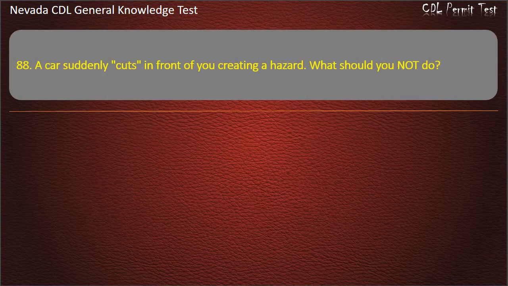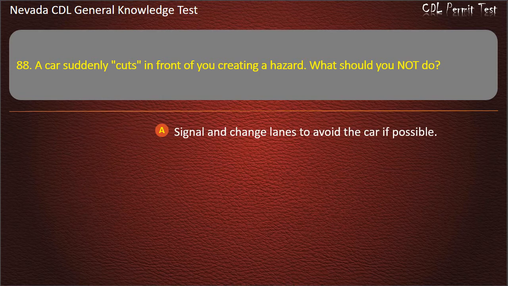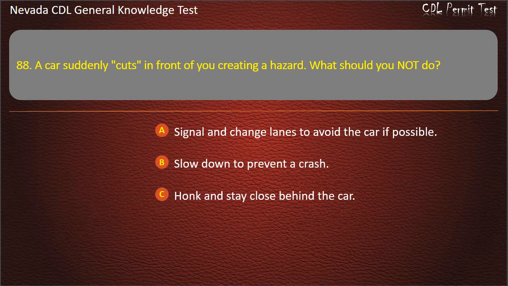Question 88. A car suddenly cuts in front of you, creating a hazard. What should you not do? Signal and change lanes to avoid the car if possible. Slow down to prevent a crash. Honk and stay close behind the car. Answer. Honk and stay close behind the car.